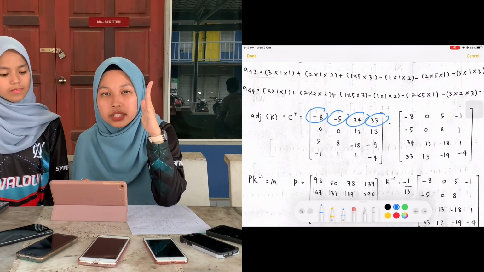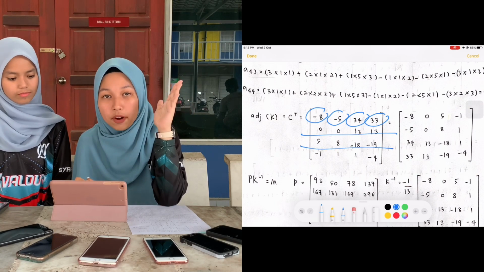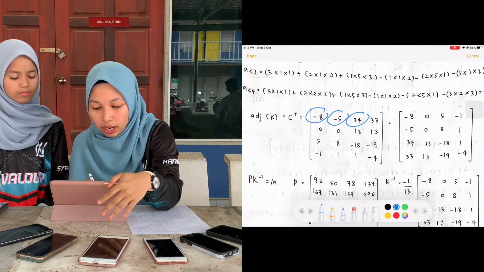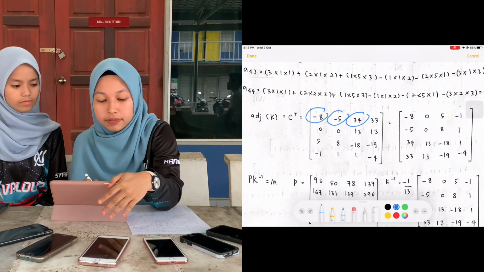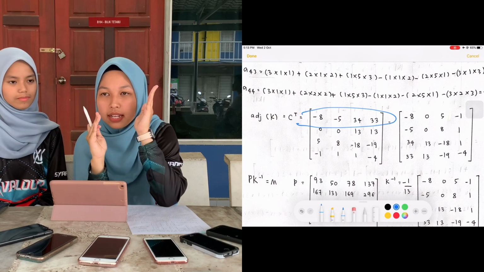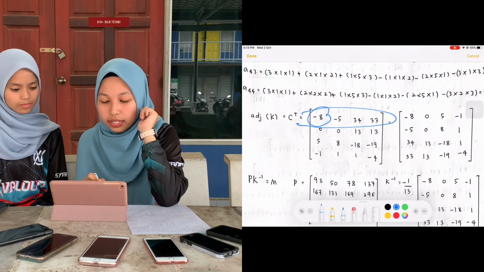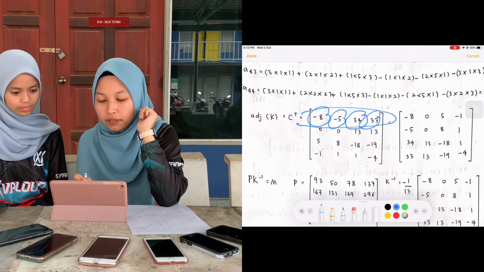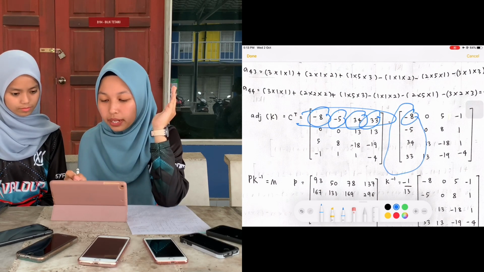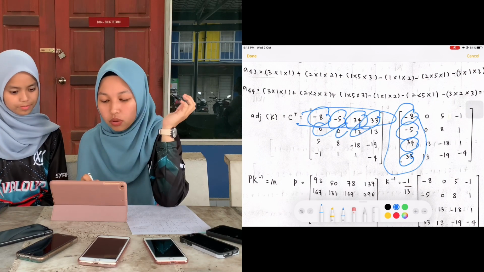We just arrange it from A11 to A44 until we get the 4 by 4 matrix, just like we did in this paper. So after we got the cofactor for K1, we put it in the arrangement for the first column. Like you can see, negative 8, negative 5, 34 and 33. We put all these numbers in the first column. And same goes to the next numbers, which is 0, 0, 13, 13.